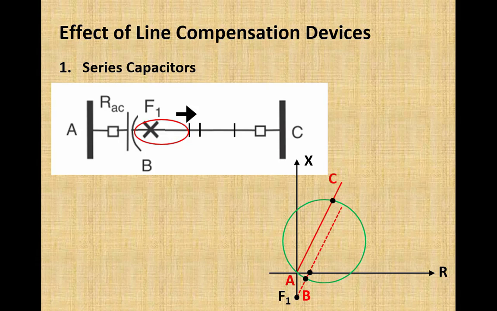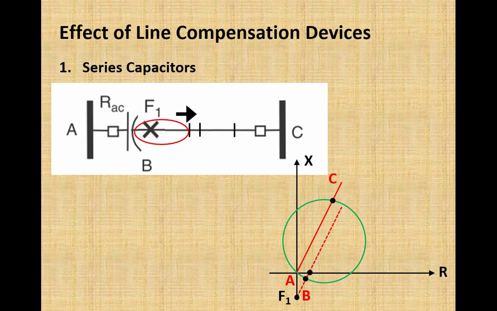Remember, these series capacitors are used to compensate the line impedance, and the maximum compensation that we can achieve is up to 70% of the line length. Lines are never compensated up to 100% of their inductive reactance. No. So the maximum compensation that we can achieve is up to 70% of the line reactance.